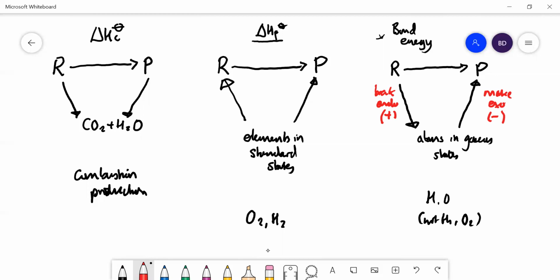So you look at the data that you're given. What data have you been given? If you have delta HC, use that one. If you're given delta HF data, you do that one. And bond energies, you do the last one.